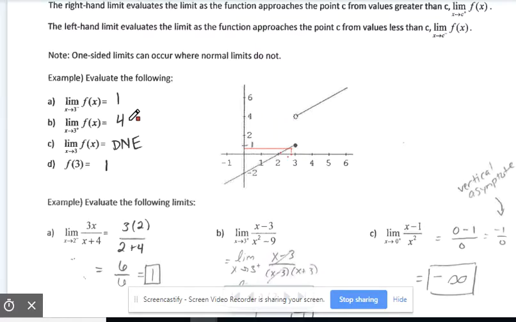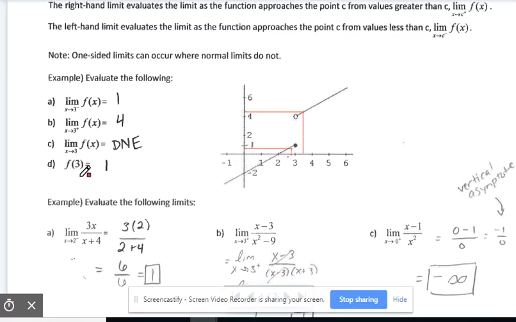B, the limit as x approaches 3 from the right. So as our x values over here get closer and closer to 3 from the right of 3, our function is up here, and the corresponding y values are getting closer and closer to 4. So the limit as x approaches 3 from the right is 4. Now, since these are two different values from the left and the right, that's one of our 3 ways that the limit does not exist. Therefore, the limit as x approaches 3, just in general, of f of x does not exist because the limits from the left and from the right are approaching 2 different values.